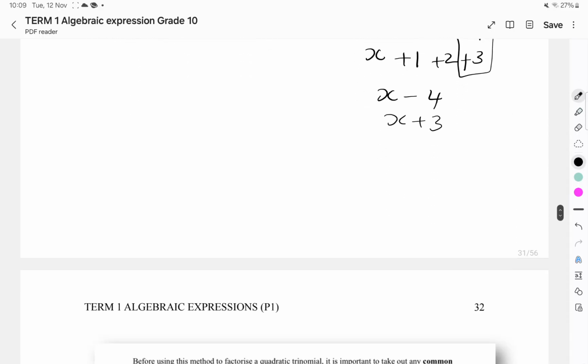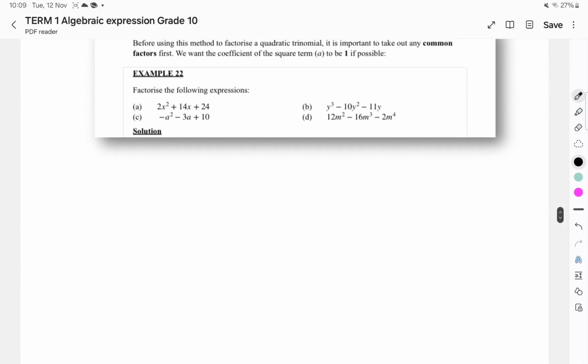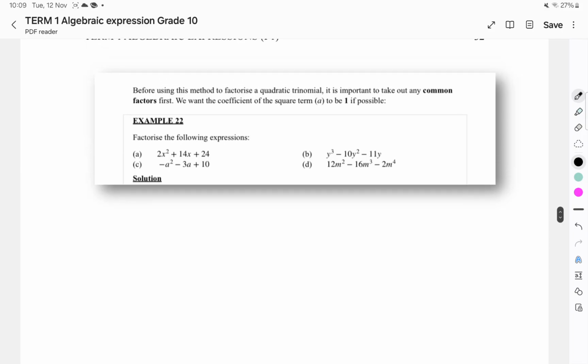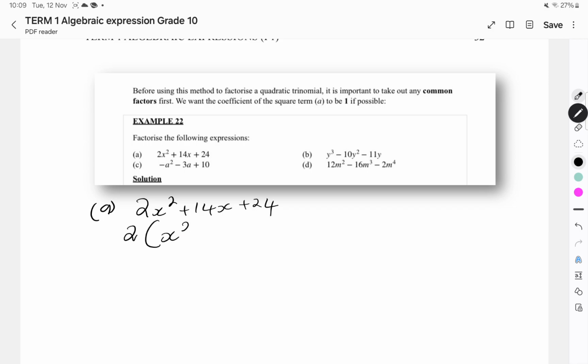You are done. Let's go to example 22. Factorize the following expression. Remember, when we factorize, guys, we always check, do I have a common factor? So I have 2x squared plus 14x plus 24. I see 2 is common, so I can take 2 out. I have x squared plus 7x plus 24 divided by 2 is 12.